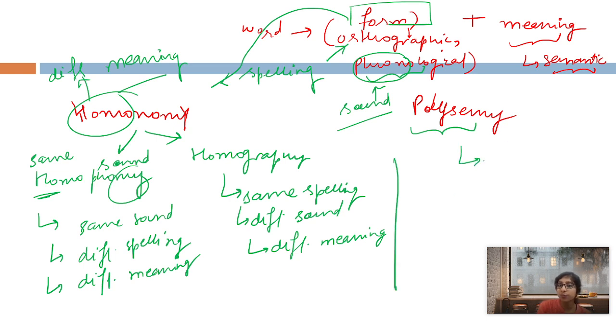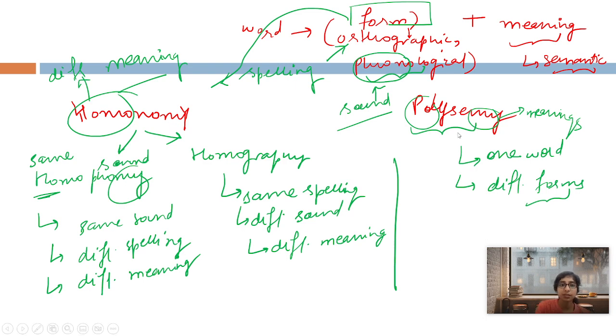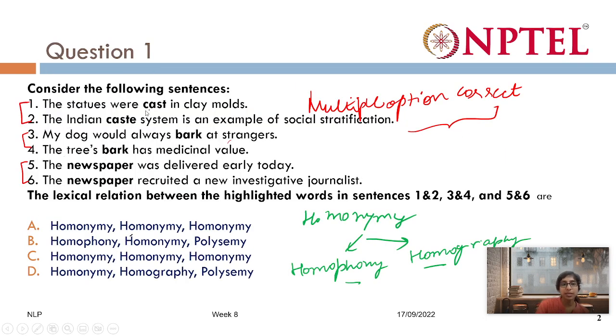And in case of polysemy, one word but different forms. Poly means many and semi means meanings. One word can have multiple meanings. So let us see. In this case, it says the statues were cast in clay molds. Okay. So here cast means they were kind of built. And here, the Indian caste system.